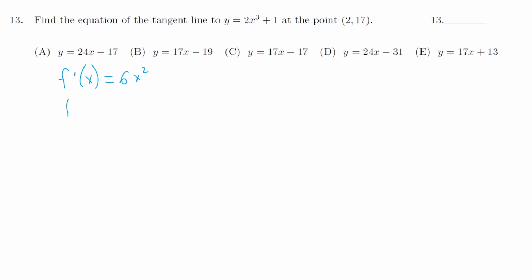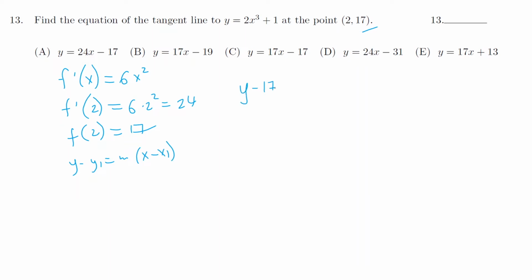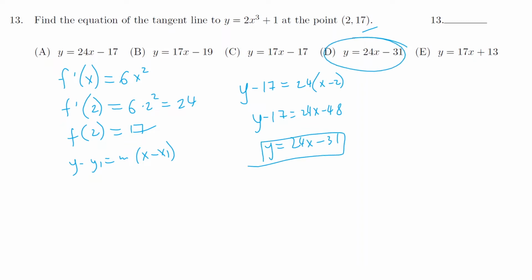Step number 2, f prime of 2 is equal to 6 times 2 squared, which is equal to 24. Third step, f of 2, the original function, is already given to us: 17. And then finally, y minus y1 equals m times x minus x1. So y minus 17 equals the slope, which is 24, times x minus 2. So y minus 17 equals 24x minus 48. Again, I'm just using a whole bunch of tricks in this specific problem as well. And I think the answer is D.